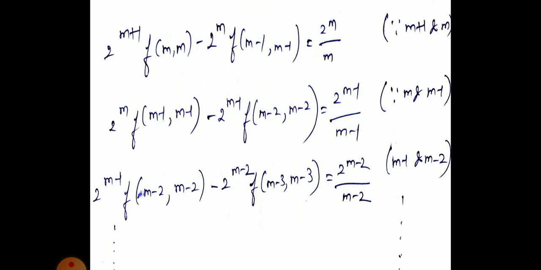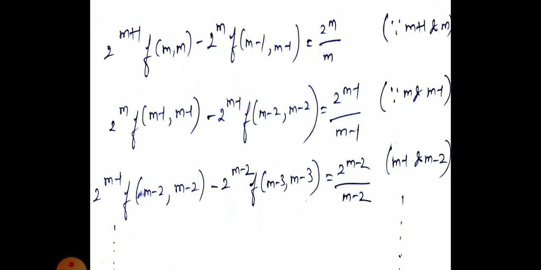Since this comes under a series, now we are substituting m plus 1 into m. So this is the term. Next we substitute m into m minus 1. So what will happen? 2 power m into f of m minus 1, in the place of m minus 1 we are substituting, and in the place of m plus 1 we substitute m. So minus 2 power m minus 1 f of m minus 2, m minus 2 equal to 2 power m minus 1 by m minus 1. Now we substitute m minus 1 and m minus 2, and likewise we add this series. So 2 power m minus 2 by m minus 2 term will come like this.